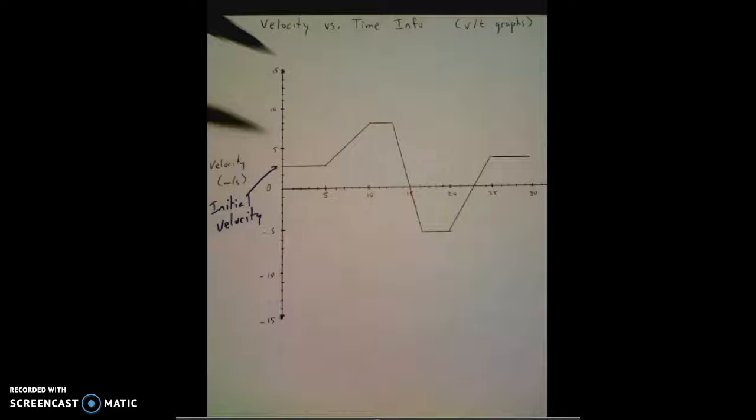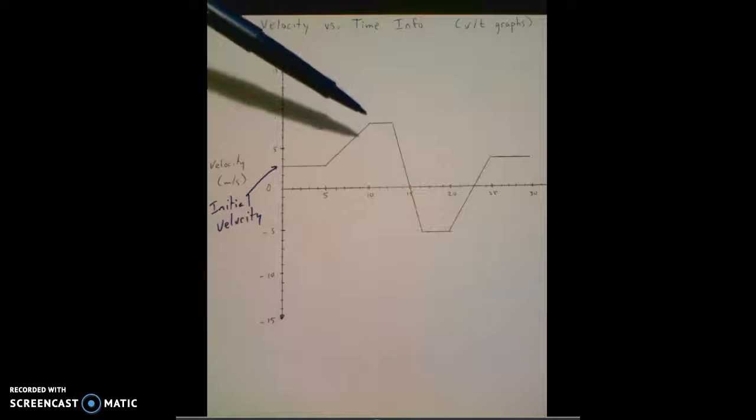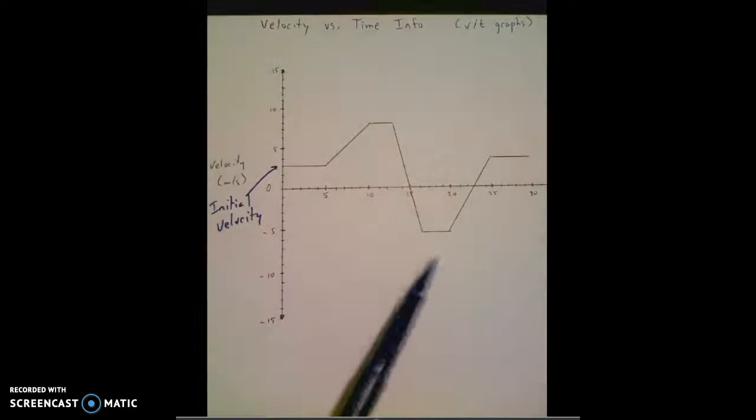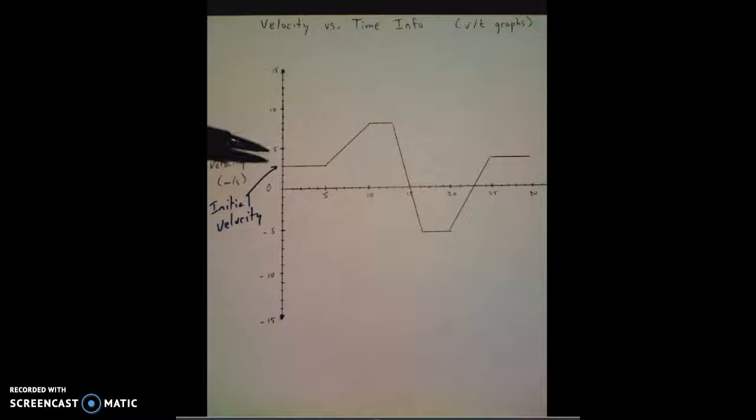Now, looking at these flat sections, if you're used to dealing with position versus time graphs, you may be inclined to think of this as an area of no motion. But really, on this type of graph, it is showing that there's a constant velocity, in this case a value of 3 meters per second.